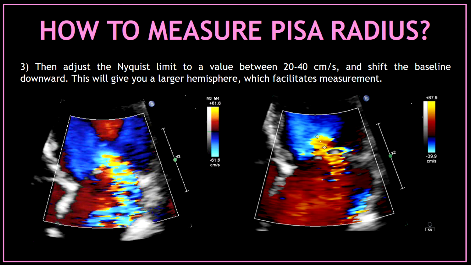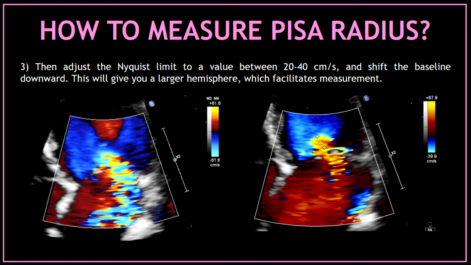And second, if I'm moving the baseline downward, I have to make the bottom number between 20 and 40 centimeters per second. Normally you can achieve this by just shifting the baseline, but sometimes you will need further adjustment and you will have to change the scale.